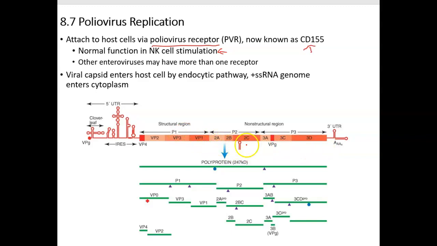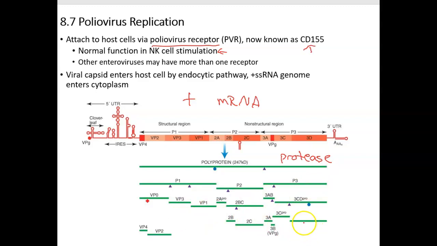We've got the structural region and the non-structural region. And when this gets translated, since it's positive sense, it can act as a messenger RNA. So when this gets translated, you get this big polyprotein. And it's very important that you have proteases that cleave it so you get your separate functional proteins.